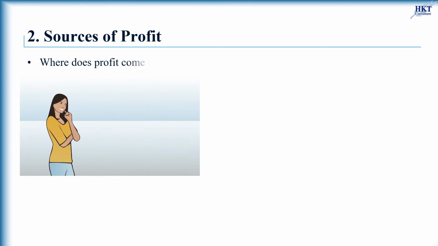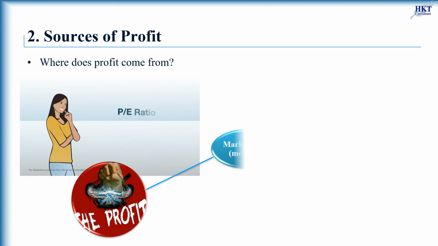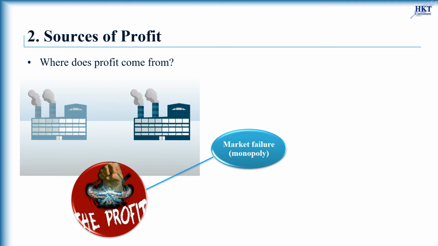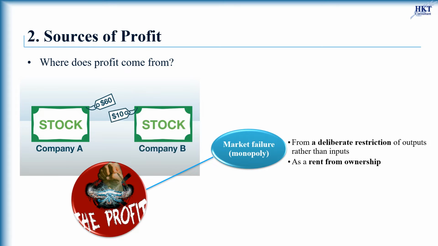Regarding sources of firm profit, scholars identified 5 sources in the literature. Firstly, profit gains from market failure. In an imperfectly competitive market, firms within an industry are protected by barriers against new entrants, ensuring profits for these firms. This is referred to as monopoly profit, which arises from a deliberate restriction of outputs rather than inputs.